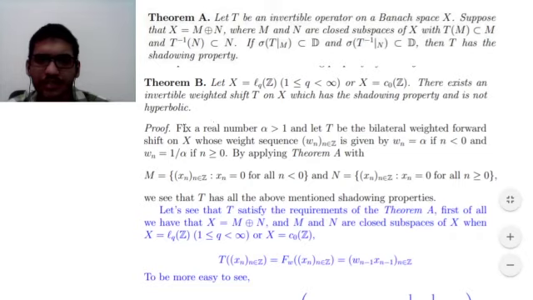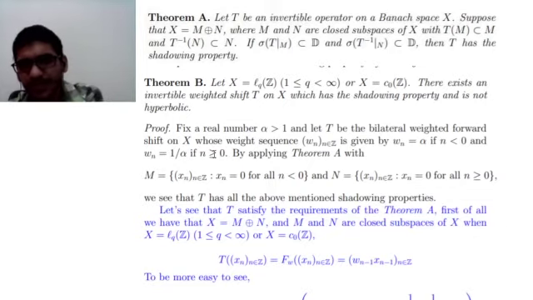Let's prove Theorem B. Fix a real number alpha greater than 1 and let T be the bilateral weighted forward shift on X whose weight sequence is given by Wn equal to alpha if n is less than 0 and Wn equal to 1 divided by alpha if n is greater than or equal to 0.